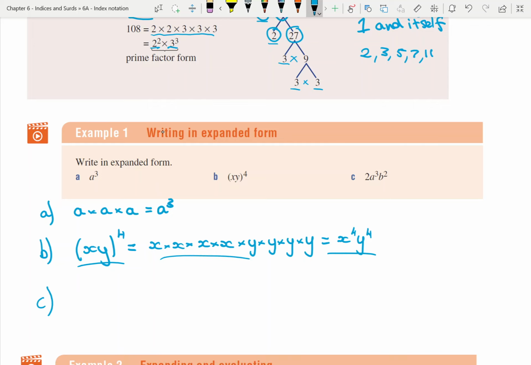For part C, we have 2a cubed b squared. So we have to acknowledge that 2 at the start, but then it's just like what we've done before. So 2 times 3 lots of a's and 2 times 2 lots of b's. So we get 2 times a times a times a times b times b.